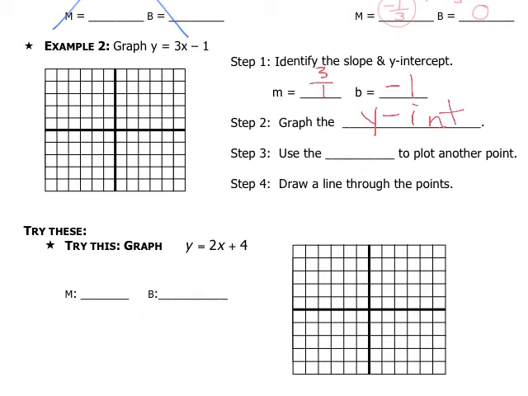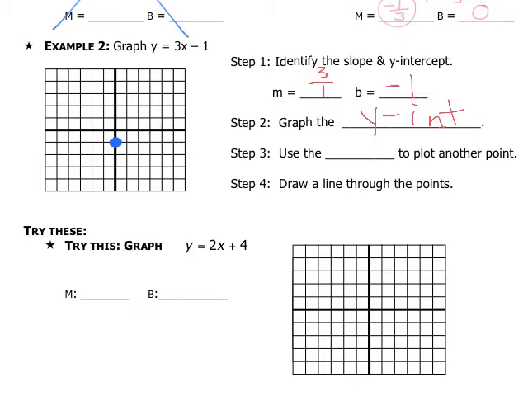So graph the y-intercept. Again, everybody show me the y-axis with your arm. Good. So my y-axis is the up and down axis. So I want to mark on that y-axis negative 1. So I'm going to go just down 1, and there is my y-intercept.